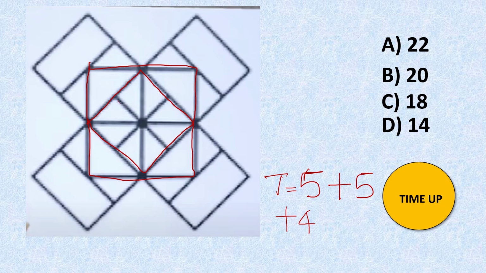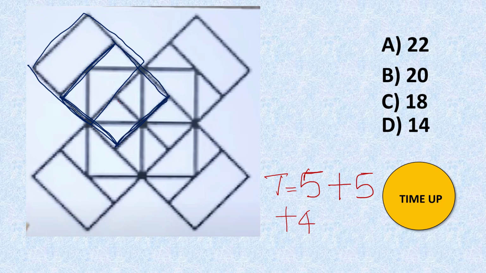Yes, if you carefully check, this is also a square which is hidden inside this image. Okay, which one is that? See carefully, okay? This outer square you can see easily, correct? But there is also a square which is hidden inside this image. This is also a square, correct?